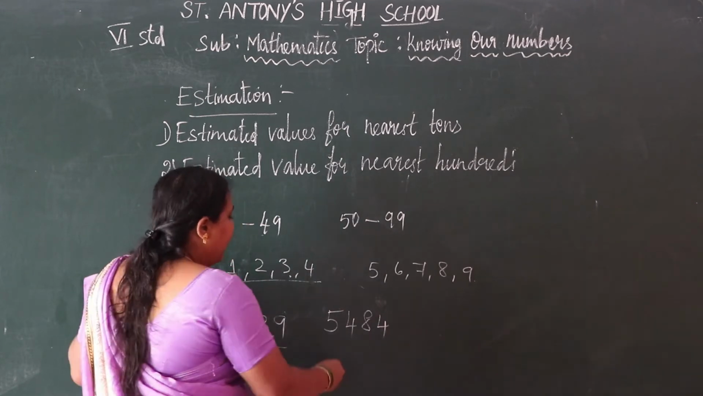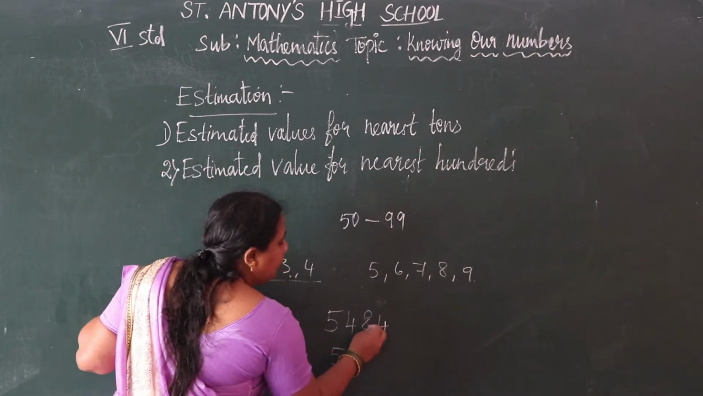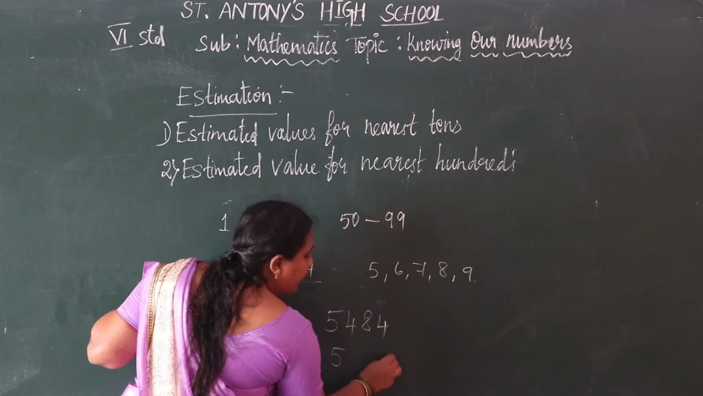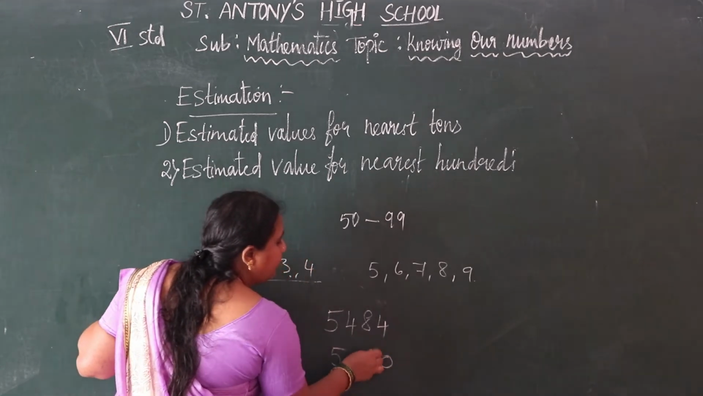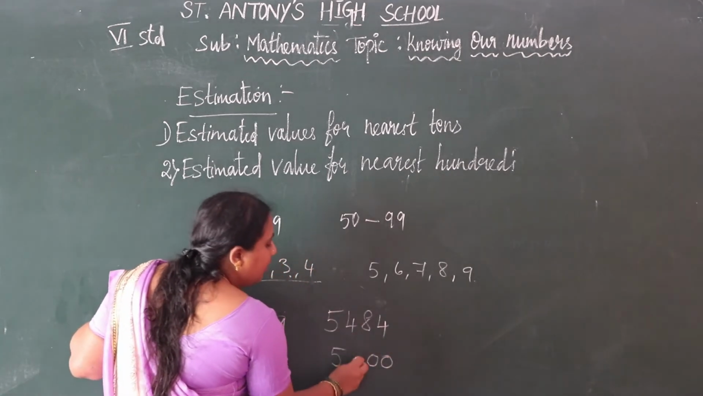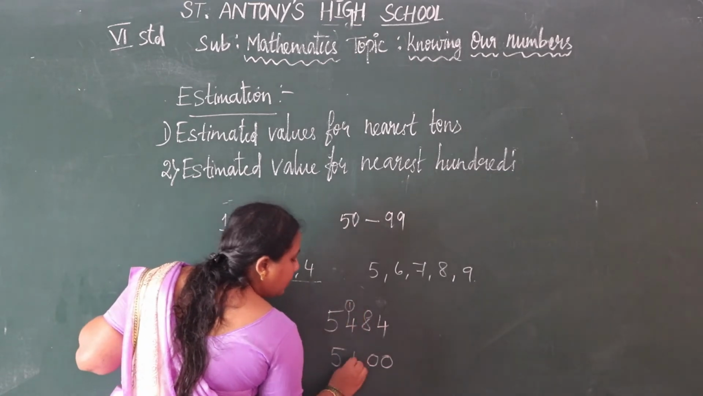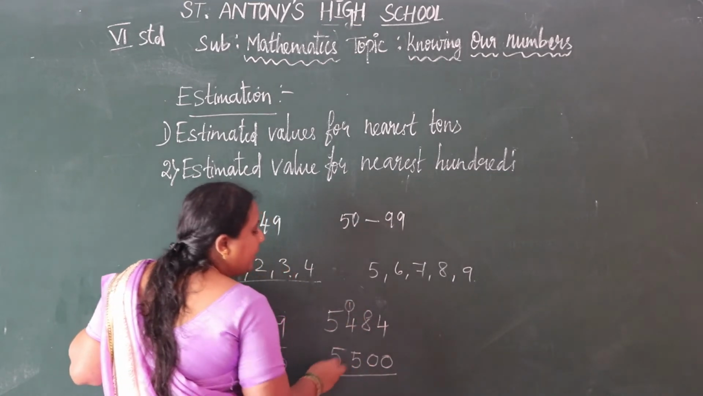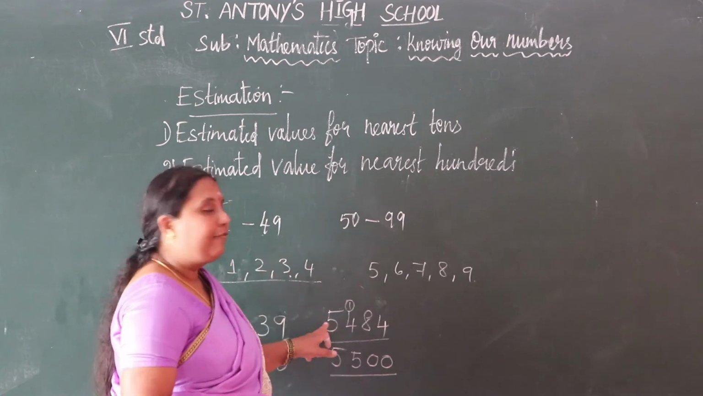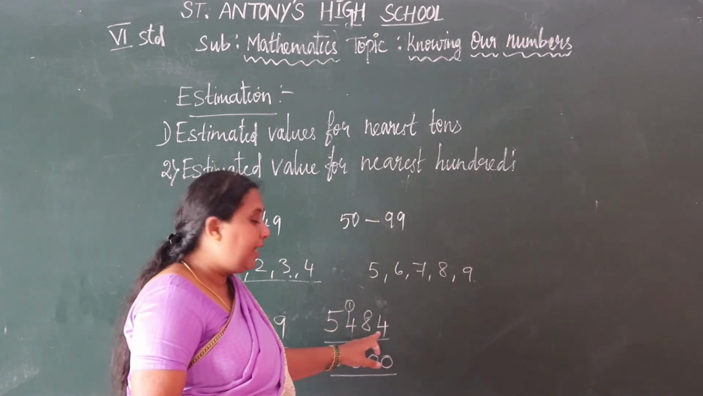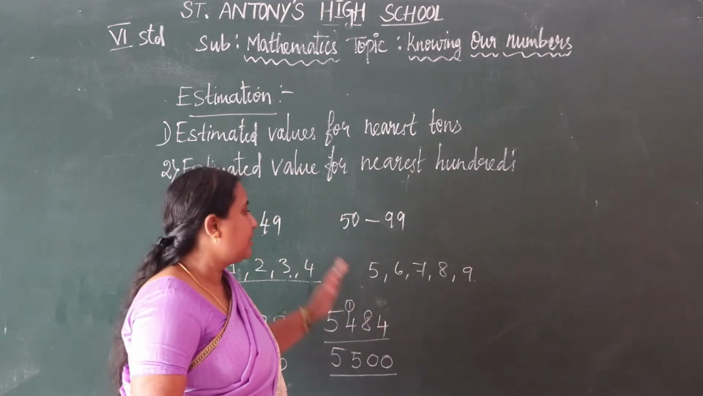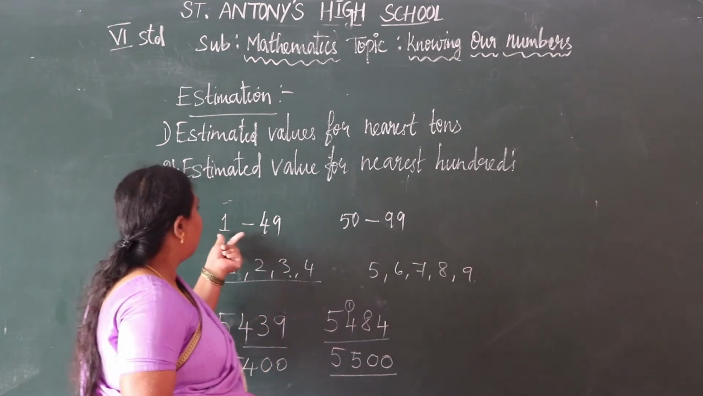Understood? See here, 5000. So the ones place is also 0 and the tens place is also 0. So the hundreds place is increased by 1. So 5500 is the estimated value for 5484. Understood, children?